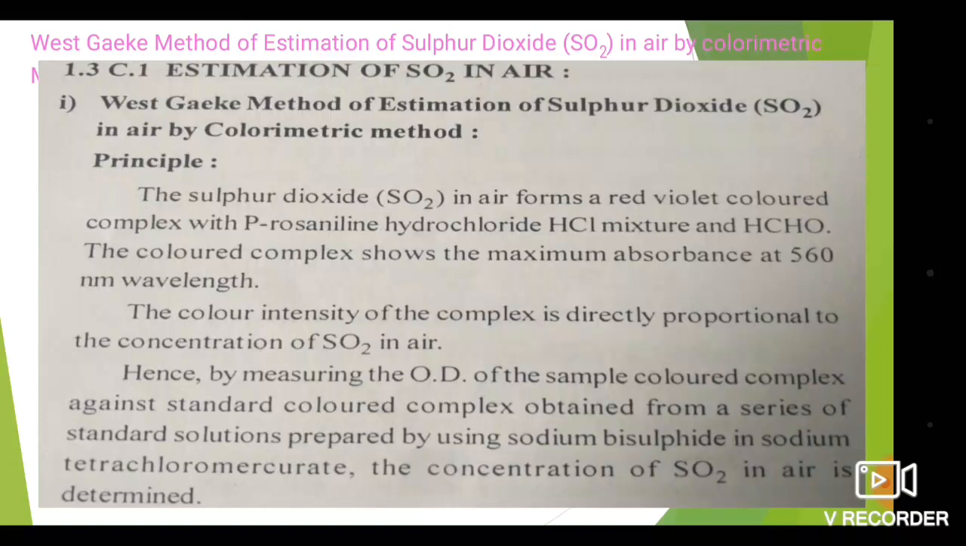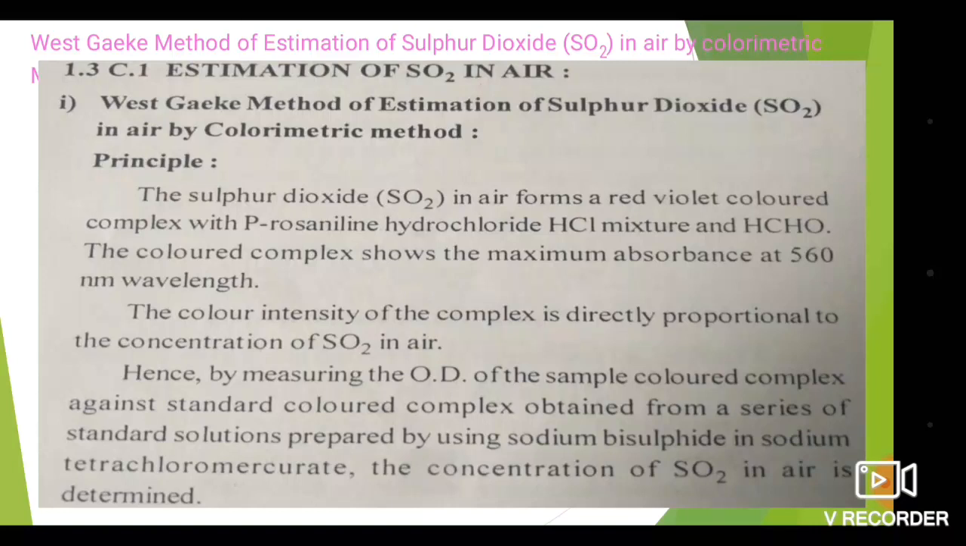What is the principle? It is very simple. It is a colorimetric measurement. We measure the color of the compound, and with the help of this color intensity, that is optical density, we are able to measure the concentration of SO2 in a given sample of air. The sulfur dioxide SO2 in air forms a red-violet colored complex with para-rosaniline hydrochloride, HCl mixture, and formaldehyde. The colored complex shows the maximum absorbance at 560 nanometer wavelength.